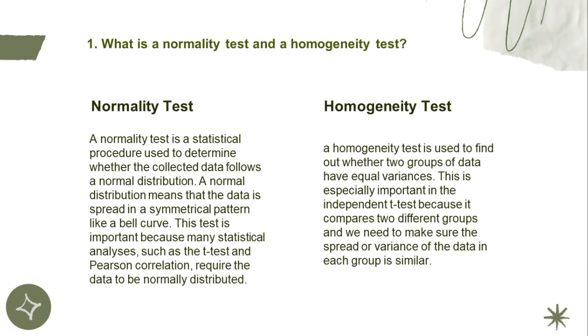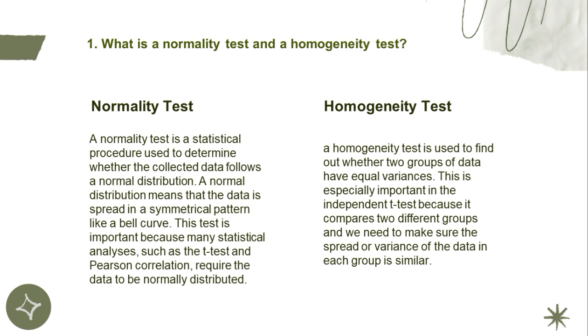Normality test. A normality test is a statistical procedure used to determine whether the collected data follow a normal distribution. A normal distribution means that the data is arranged in a symmetrical pattern like a bell curve. This test is important because many statistical analyses, such as the t-test and Pearson correlation, require the data to be normally distributed.